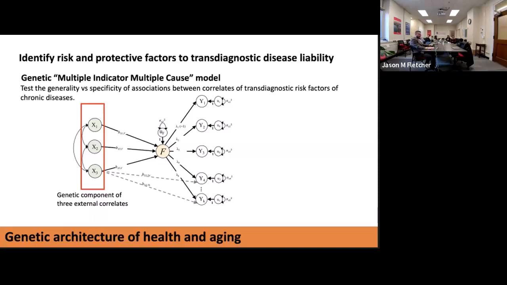So this model tests whether the external phenotypes are associated with shared genetic liability across diseases, as represented by the solid paths from the external correlates to the F factor, or whether they're more specifically associated with individual diseases, as represented by the dashed lines. Of course, this model can be extended to allow for additional phenotypes and multiple factors.